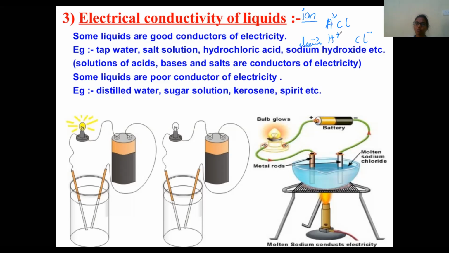When they decompose, these are what we call positive ions and negative ions. These ions are responsible for the movement. They will move and they will conduct electric current. Some liquids are good conductors of electricity like tap water, salt water, hydrochloric acid, sodium hydroxide. All are good conductors of electricity. Why? Because they contain acids, bases, salts, which are good conductors of electricity.